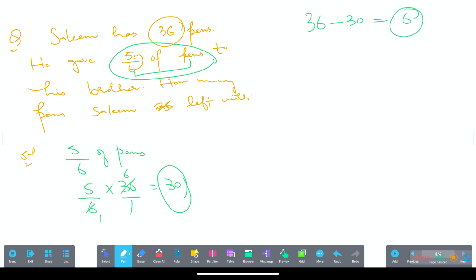The one who originally had the pens has 6 pens. Initially he had 36 pens, but we came to know 5 by 6 of pens that he gave to his brother. 5 by 6 of 36 is 30. 5 by 6 part of 36 is 30. So out of 36, 30 pens his brother has taken. The remaining are 6 that are left with Salim. So this is the use of of. This is actually how we will use the word of. This is what we have done in the multiplication. This is how we will multiply the fractions. Now we are carrying on to our last operation, that is division of fractions.